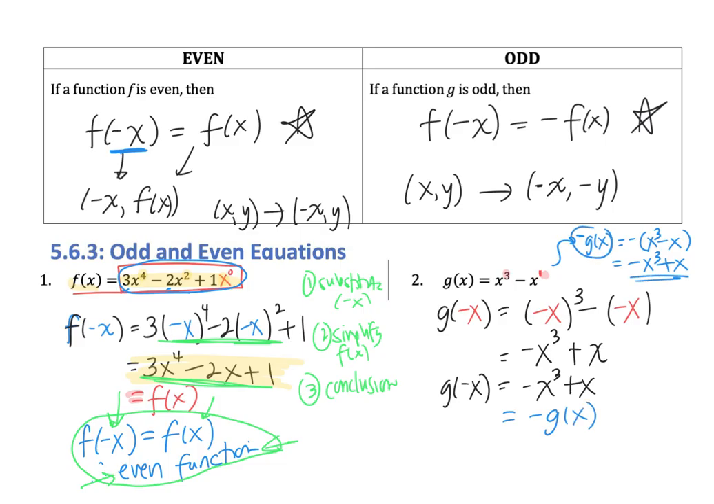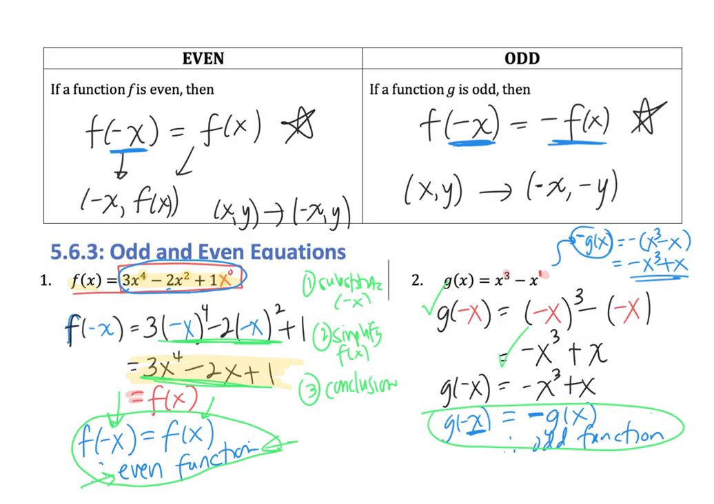I just proved that. So if you put in the opposite input value and you get the opposite output value, that now means that you have an odd function. So because this is true, that when I put in the opposite input value, I get the opposite output value, that means now I have an odd function. So this is my conclusion. Step number 1, substitute in negative x. Step number 2, simplify. Step number 3, write a conclusion statement. You must include all 3.